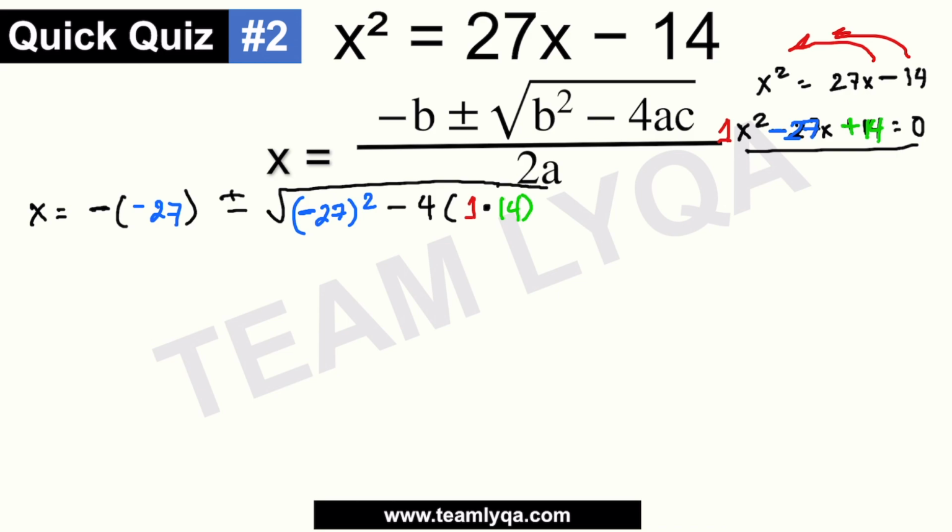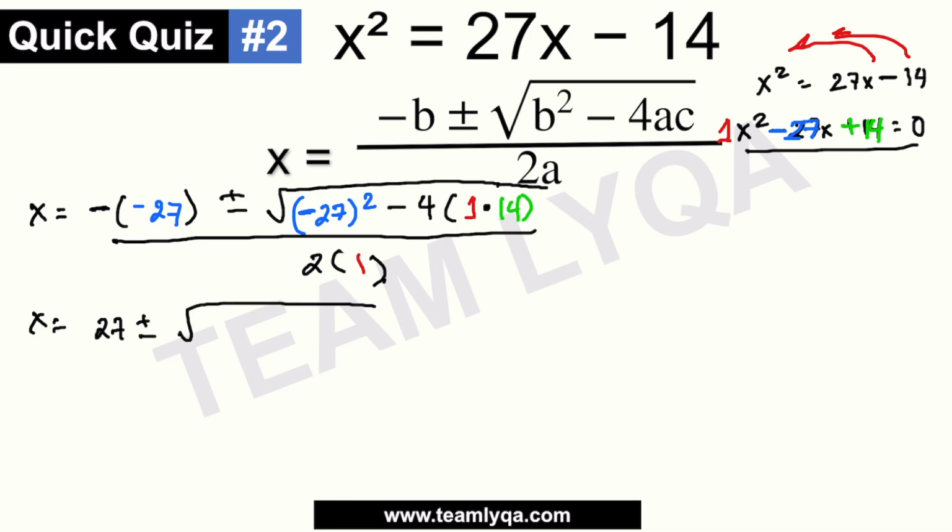Okay, so yan, yung ating nasa ilalim ng radical. All over 2 times A. Again, ang A natin is just 1. So, 2 na lang din yan mamaya. X is equal to negative of negative 27. That would give us positive 27. So, 27 na lang. Plus or minus the square root of, now negative 27 times negative 27 is going to be a positive number. 27 times 27 is 729 minus 4 times 1 times 14 is 14 all over 2.